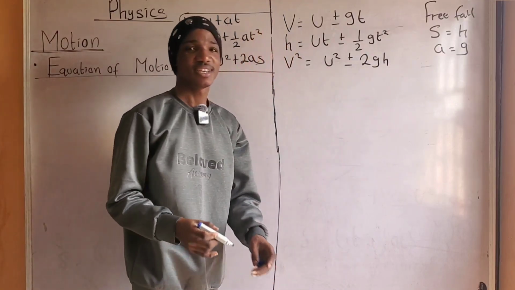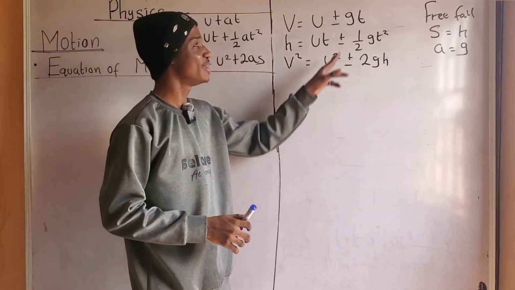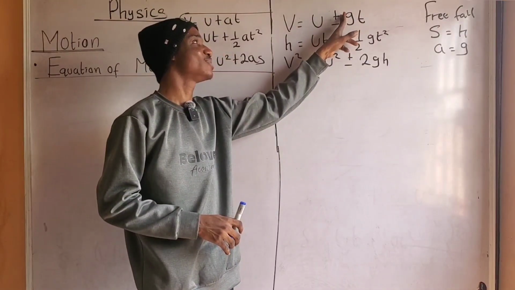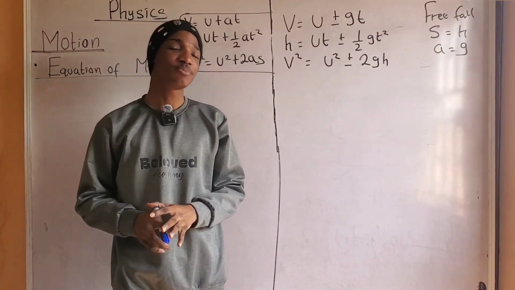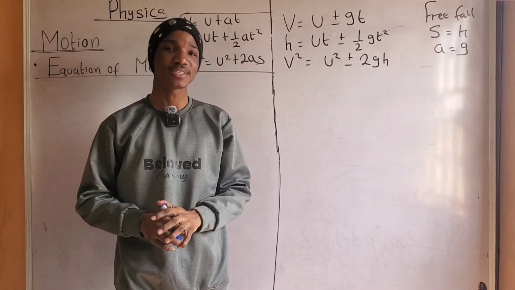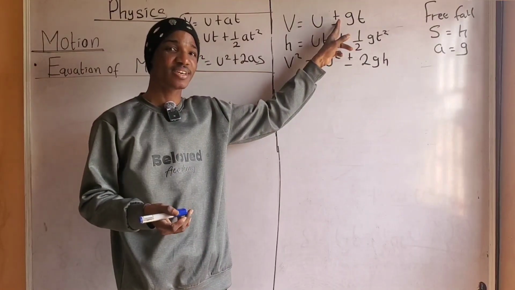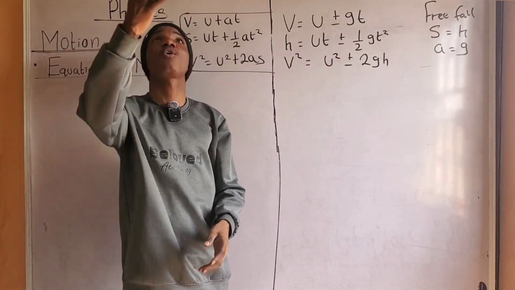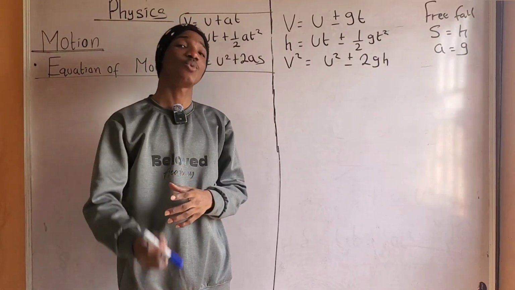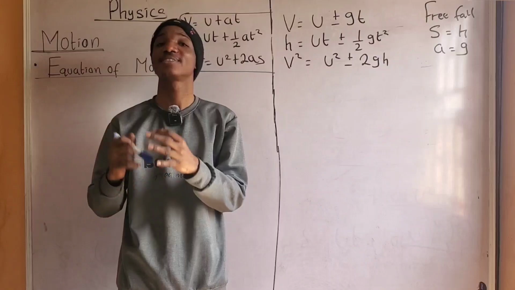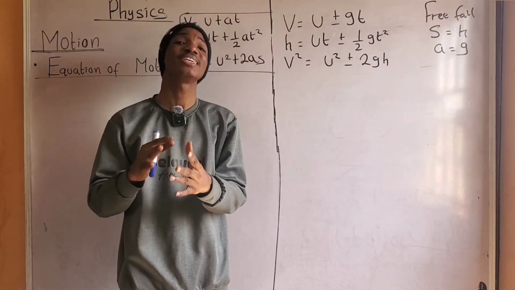Now, I know the question in your heart. You're asking me, why do you have two signs here, plus and minus? The reason is simply because when the object is moving against gravity, the sign that is going to be present will be minus. For example, let's say I throw this marker up. The marker comes down, right? When the marker was going up, it is moving against gravity. So the g that I'm going to have in the equation is negative g.